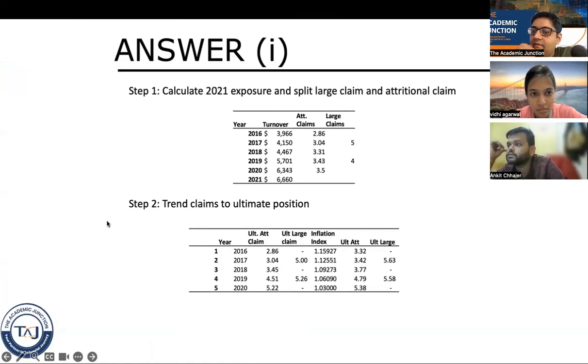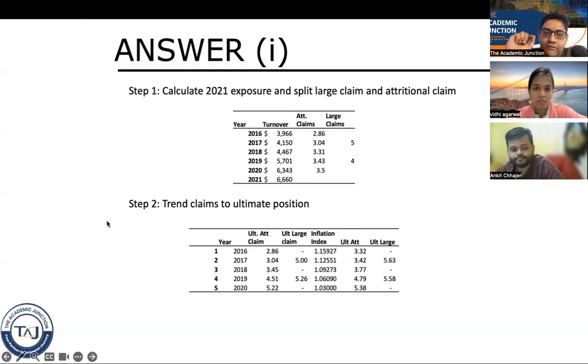Yeah. The second large claim that you showed, I think you took it as 4 million and then you inflated it. Yes. But it can't be 4 million. No, you have to account for the development of the large claim. Oh, okay. Yeah. You have to develop the large claim. That was where I think you went off, right?